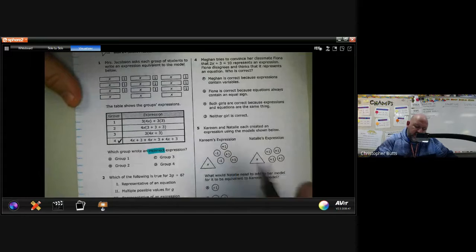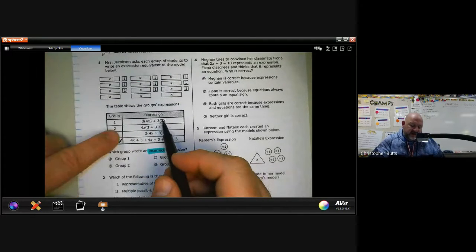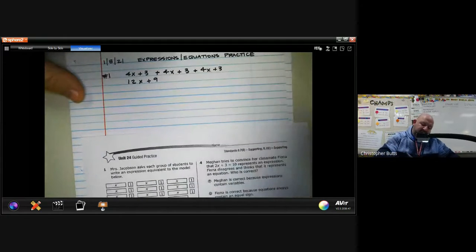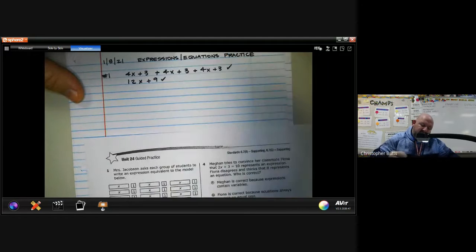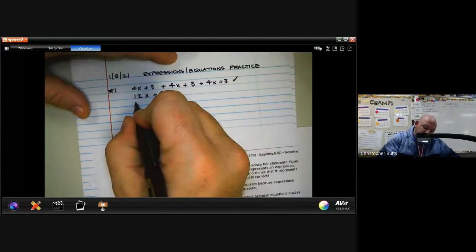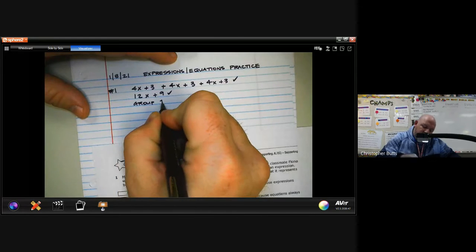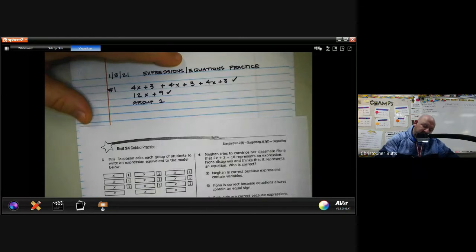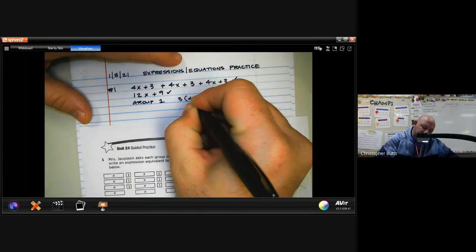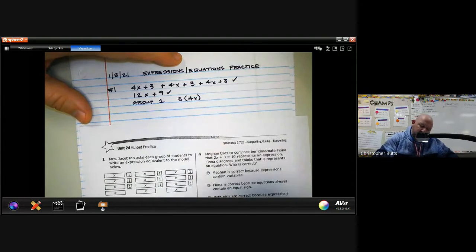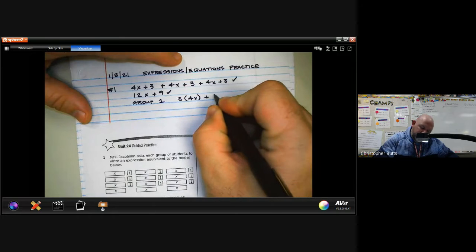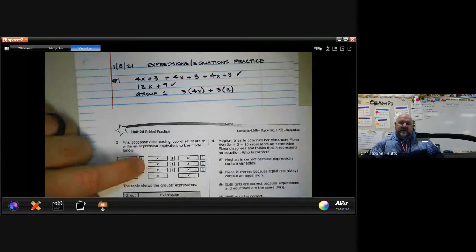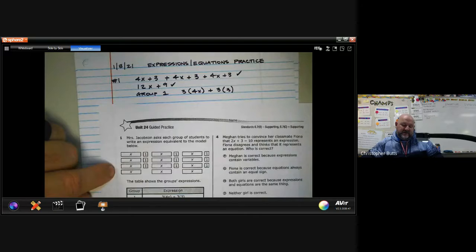Okay, let's start with group number 1 here, and let's think about what group number 1 is saying. In my notes over here, I know that this is okay, and I know that this is okay. What I'd like to do is check group 1. So I'm just going to write down group 1, and what they wrote. They wrote 3 times 4x, plus 3 times 3. And I want to know if that is a good way to write what's going on in this same picture. So let me think about what's going on here.